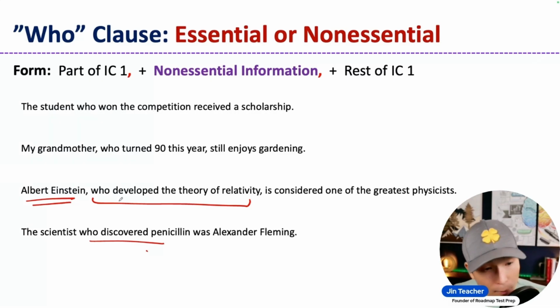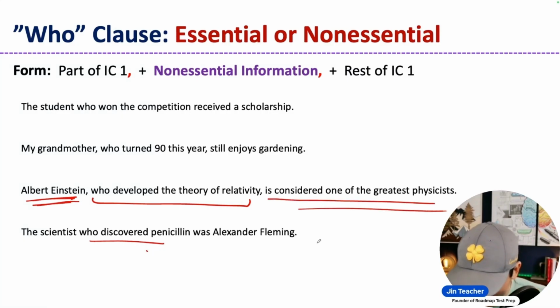And also we know that if we read the sentence without the non-essential information, it's still grammatically correct and the core meaning remains the same, because the core meaning is still clear. Albert Einstein is considered one of the greatest physicists. So the core meaning is about how great he is as a physicist. That doesn't change regardless of whether we know he developed the theory of relativity. So whether or not he developed this does not matter to us.